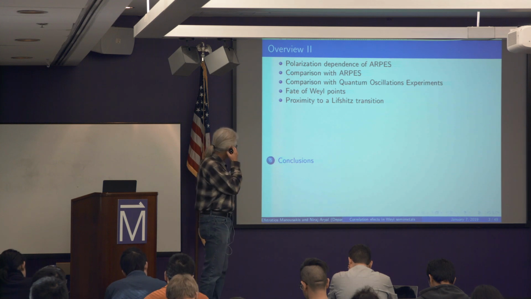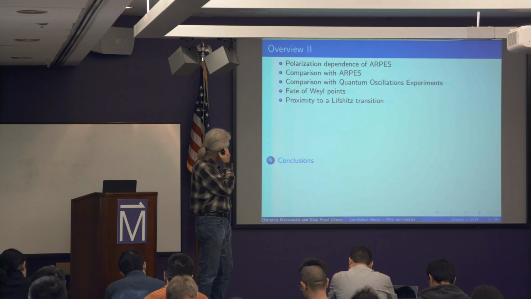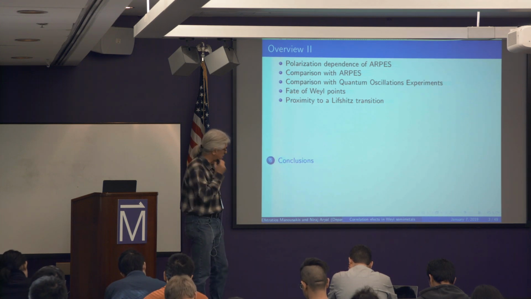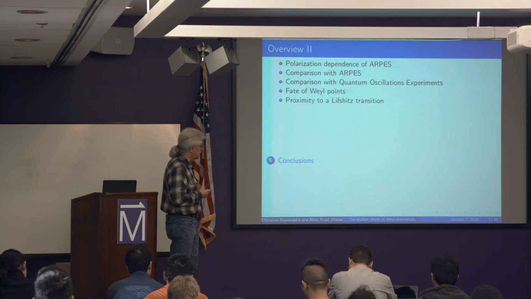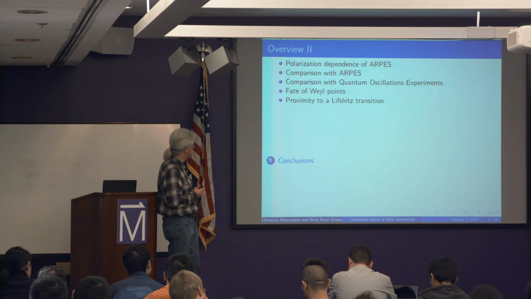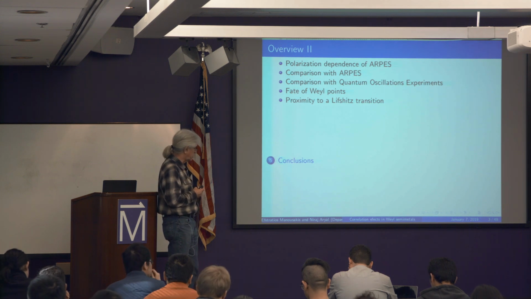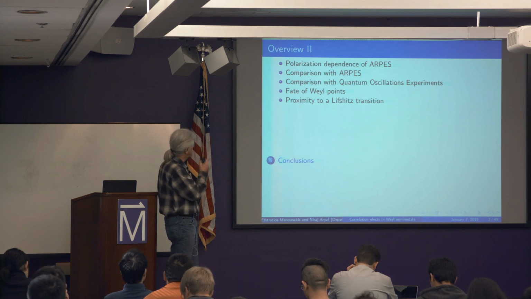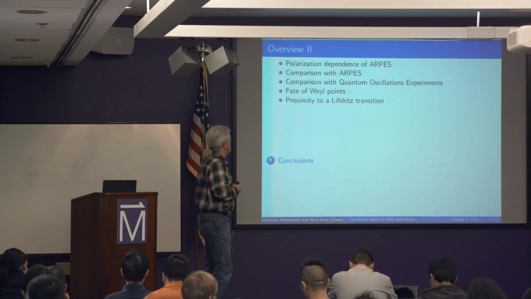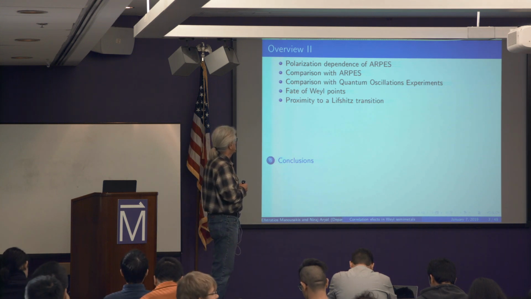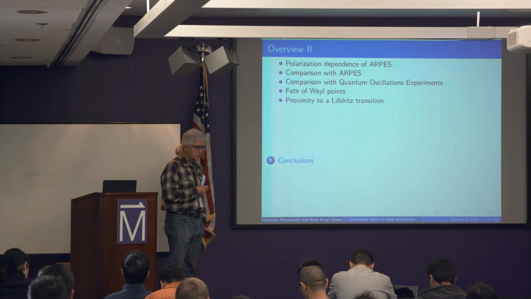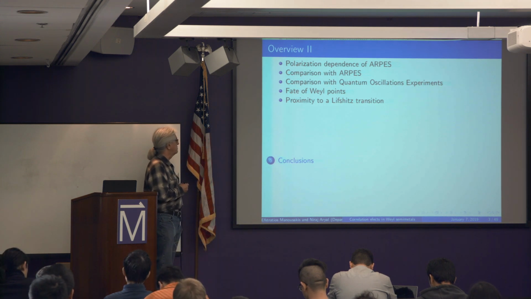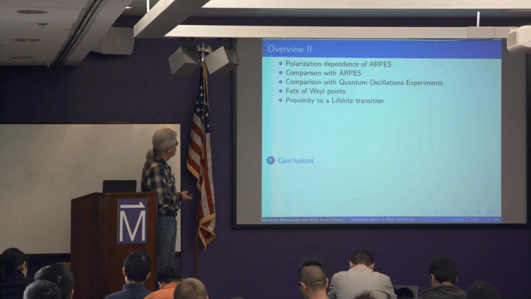We'll see that we can have a much better understanding of both ARPES and quantum oscillations with the same token. And we'll discuss the fate of Weyl points, because this became a controversy out of the quantum oscillation experiments, and we'll discuss what's happening, whether these Weyl points survive with the introduction of this U. And we'll discuss the proximity to actually a couple of Lifshitz transitions, and then I'll conclude.